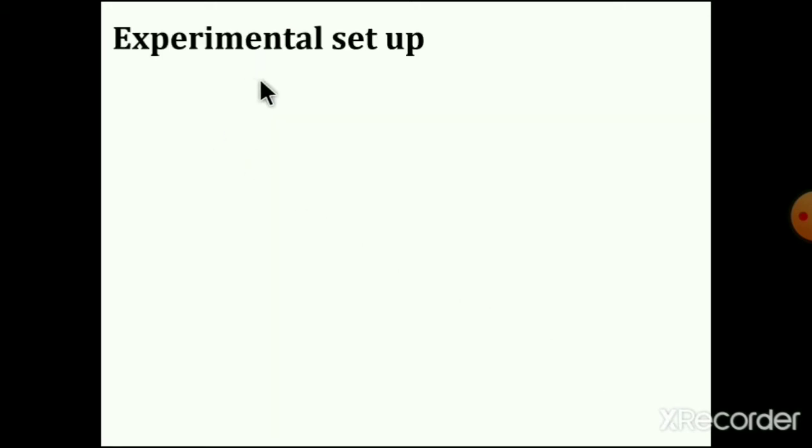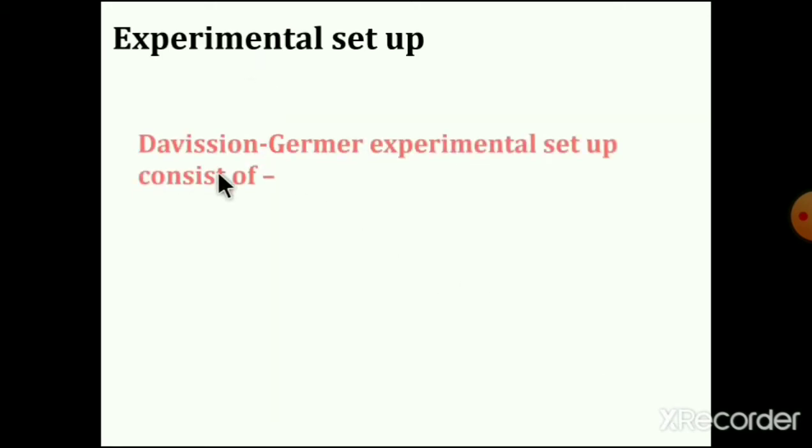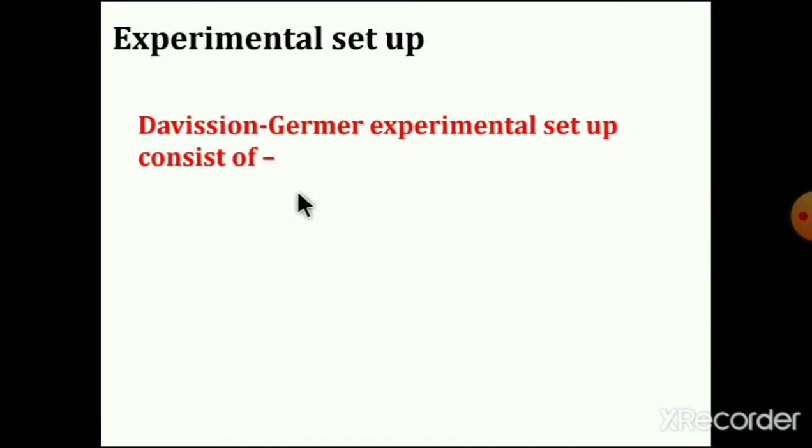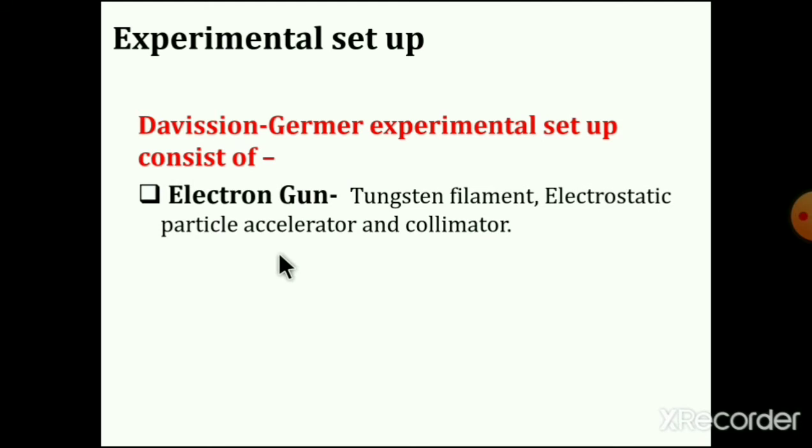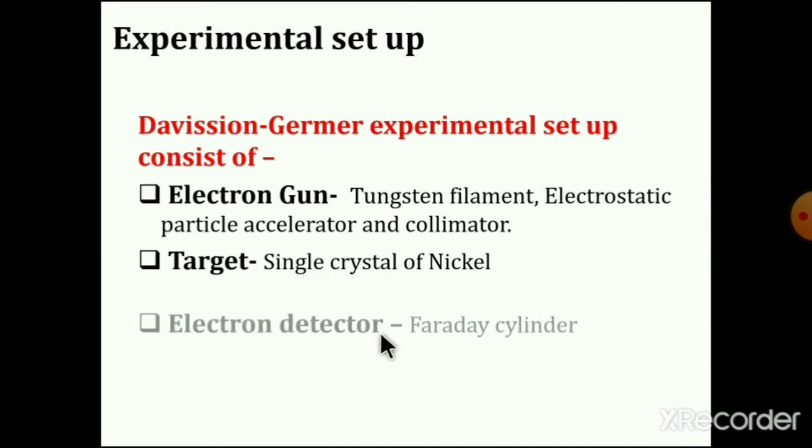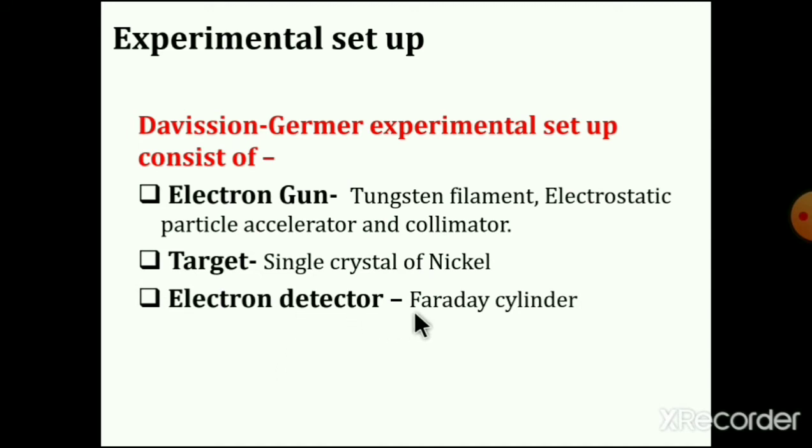Now see the experimental setup. As we discussed earlier, it consists of three important parts. The first one is the electron gun, that is, the tungsten filament, the electrostatic particle accelerator, and the collimator. Second is the target. The target used is a single crystal of nickel. Third is the electron detector, also known as the Faraday cylinder.